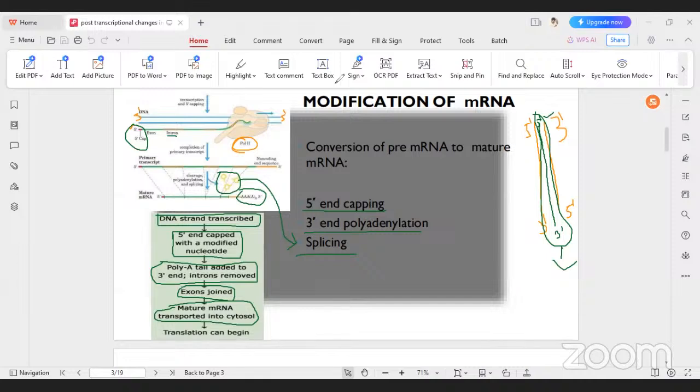Transcription means from the DNA strand, RNA is prepared. Where is DNA? Nucleus. Right, nucleus. Of course, nucleus, but exactly in the chromatin material, the chromosomes, which are present inside the nucleus.